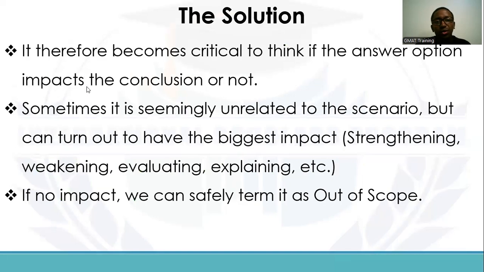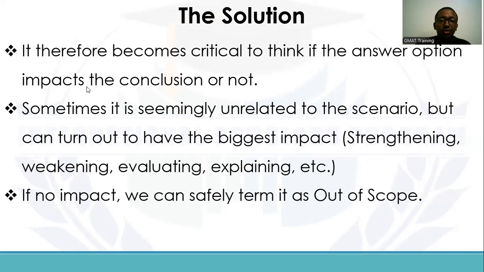So what is the solution to this? It becomes critical to think if the answer option impacts the conclusion or not. So first of all, you look for an impact. Is there an impact or is there not? So if it has an impact, you cannot rule it as out of scope. If it does, you now think about, so what impact does this answer choice have on my conclusion?